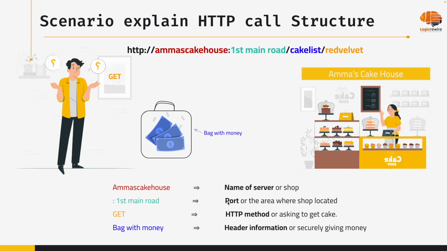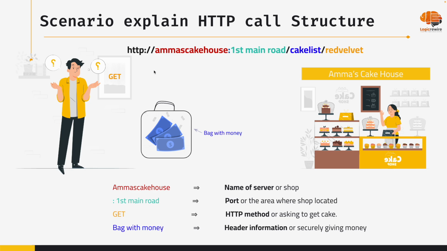So that is the port. Basically there are multiple ports assigned to the server, on the place where the server exists. So that is nothing but the port. So we have to write the port as colon first main road, like that we have to write the port or the area where the shop is located.